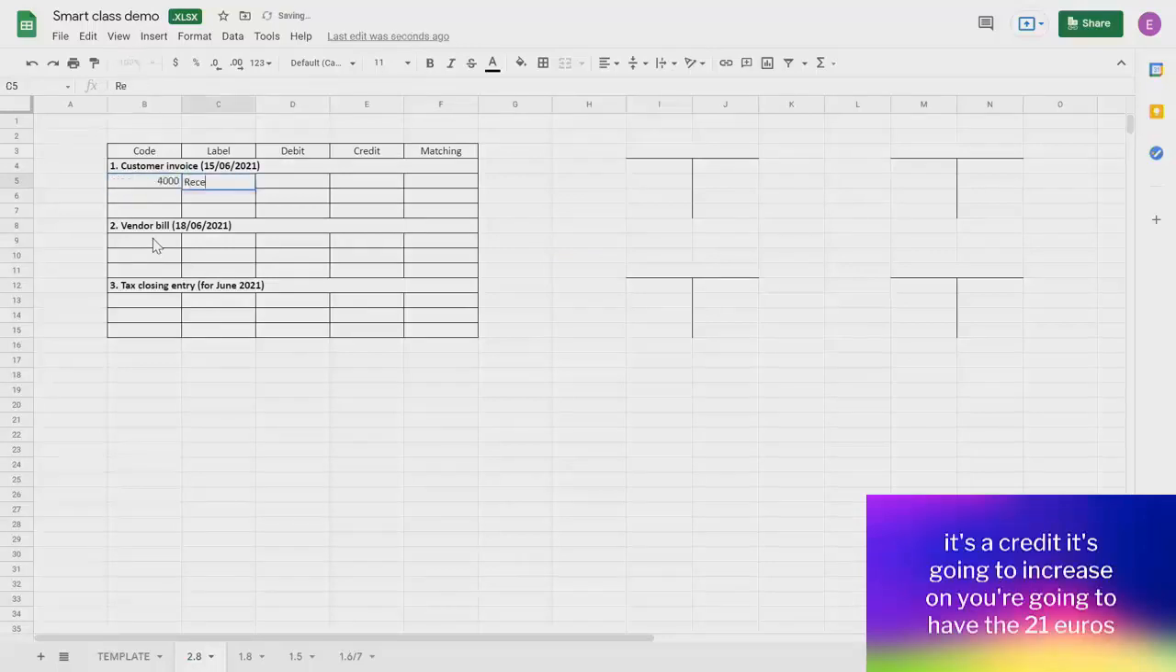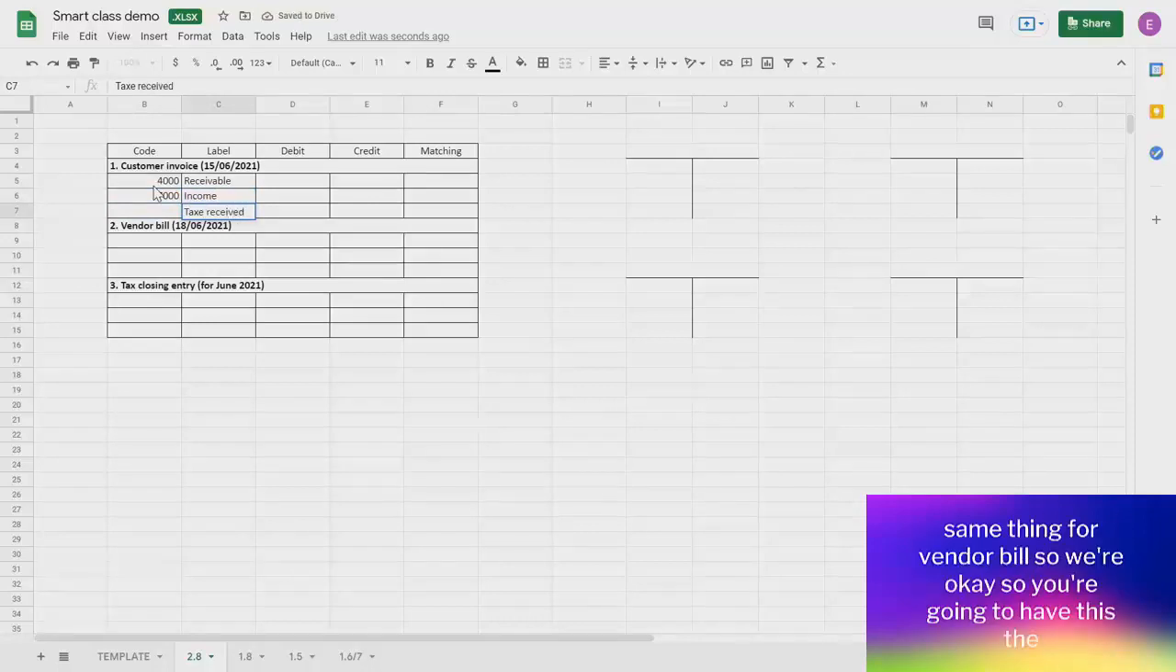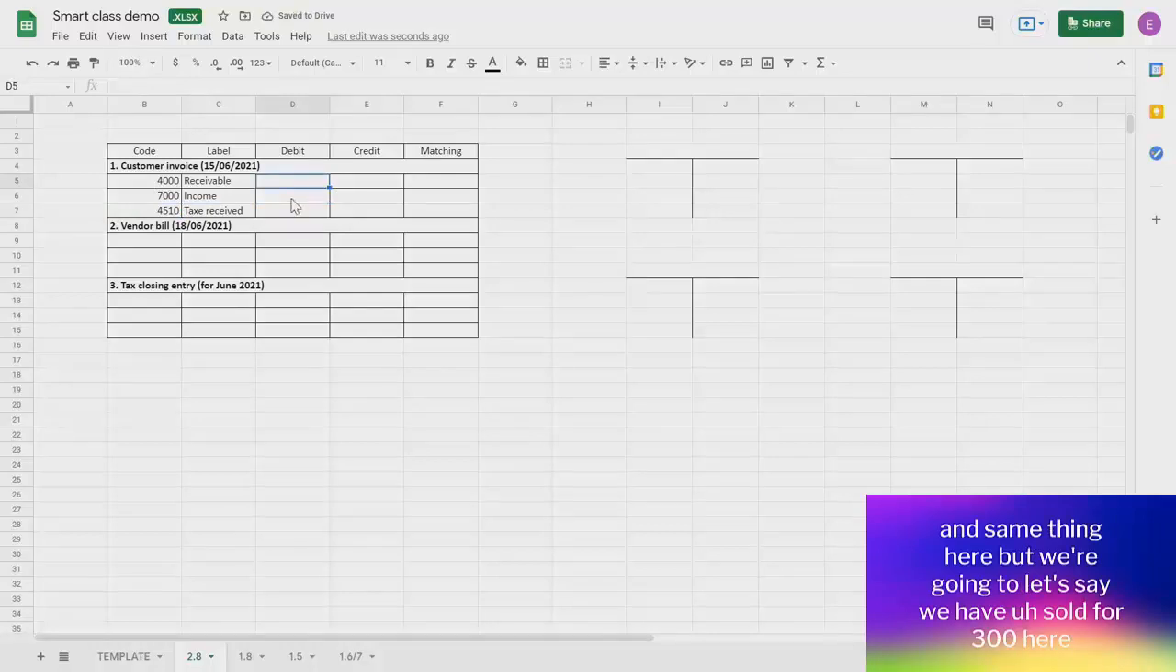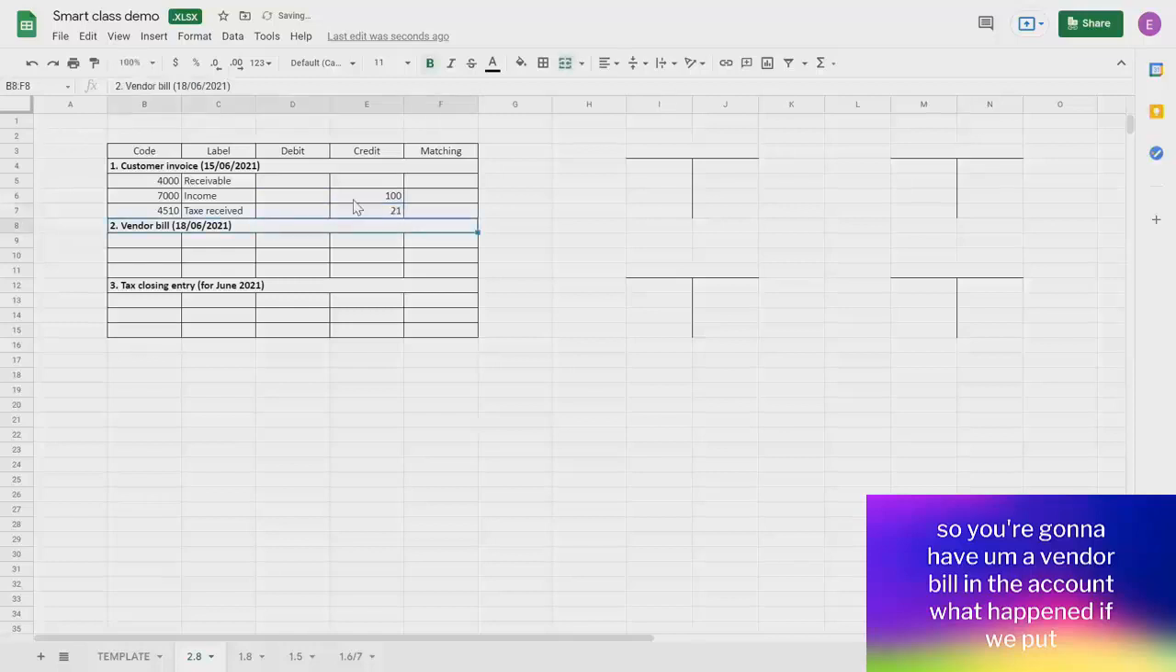Settle the tax accounts and the tax. So I'm just going to jump into my little drawing to show what happens basically in the accounting. So for our customer invoice, we're going to have our receivable account, which is going to be the account 4,510 in Belgium. So I've sold 100.